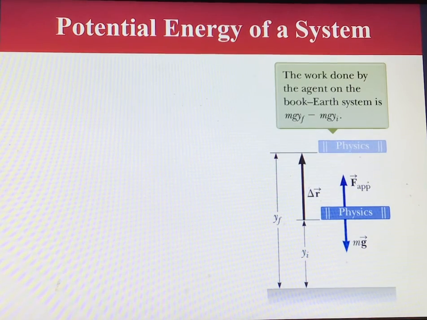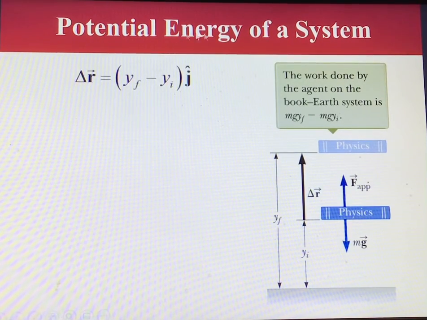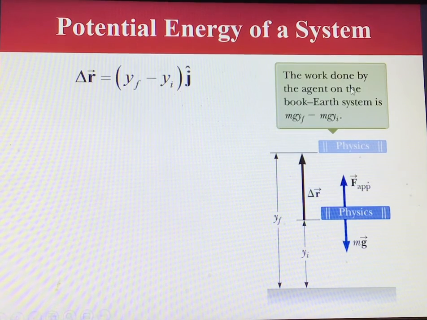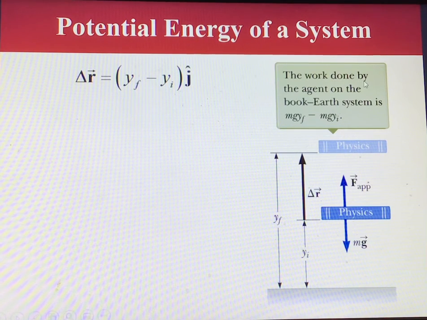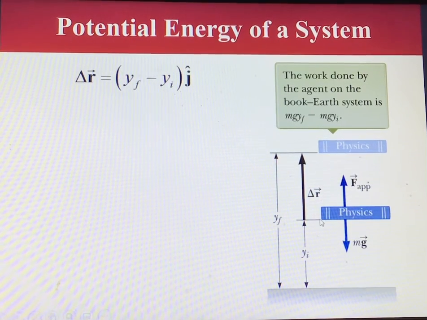So now we're going to introduce a different form of energy. This is called the potential energy of a system. Now we can think about the potential energy of a system as the work done by any object due to the gravity, due to the Earth, the force of gravity produced by the Earth.